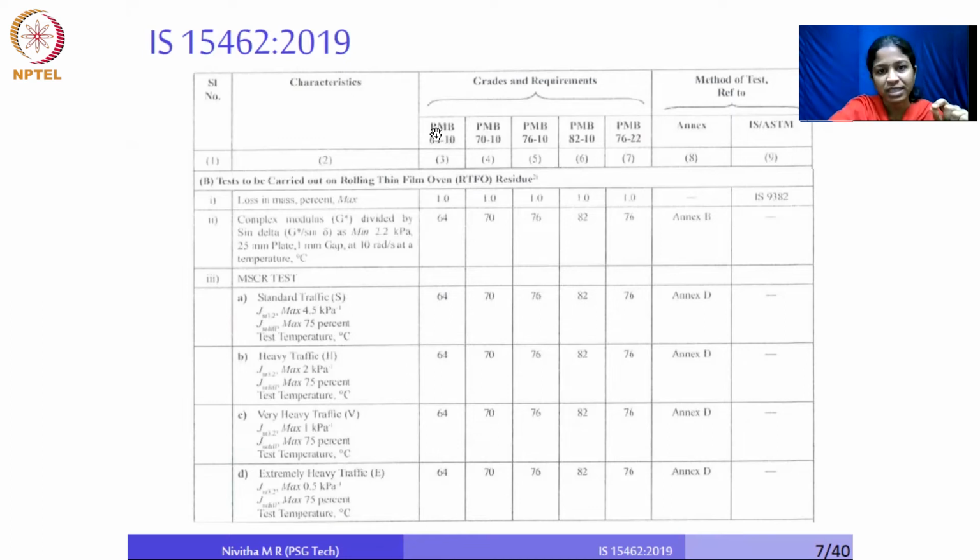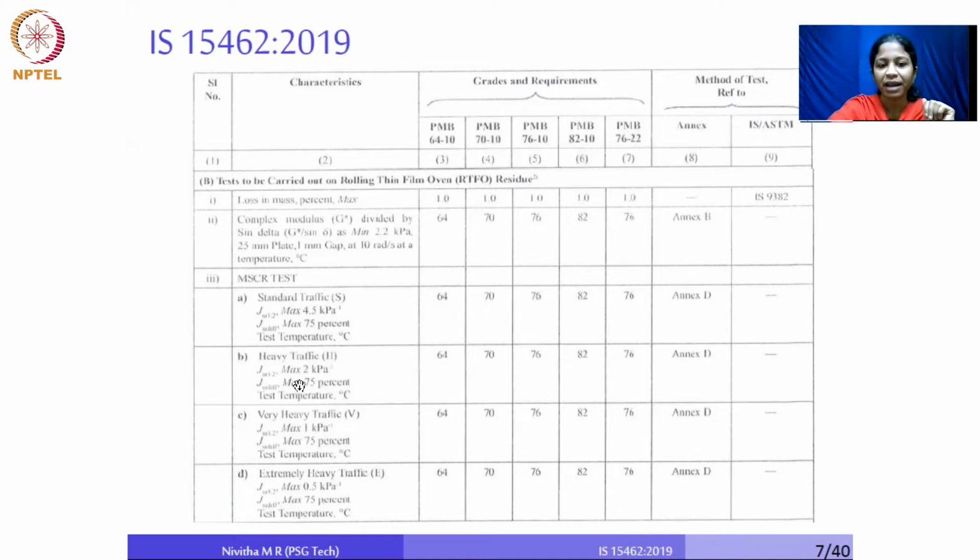Now I can use the same PMB 64-10 binder also for a heavy traffic condition, right? Because this grade, PMB 64-10, comes from the temperature, climatic conditions of the location. So depending on the climatic conditions of the location, I will decide whether I need a 64-10 or a 70-10 or a 76-10 or an 82-10 and so on, right? So this grade comes from the climatic conditions. These particular letters here, S, H, V or E, address the traffic condition.